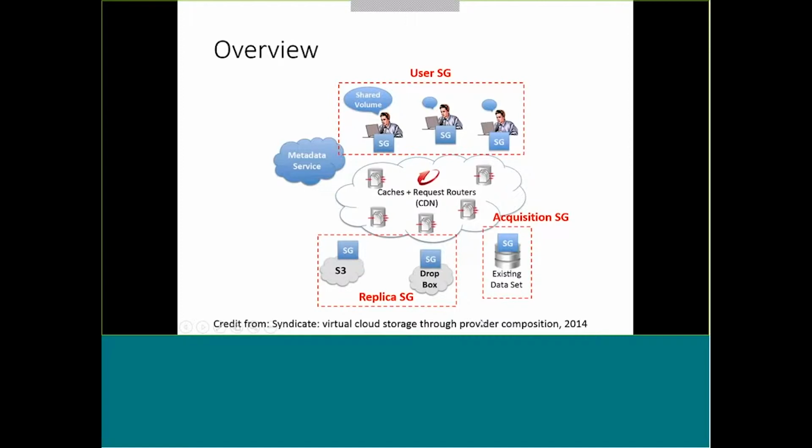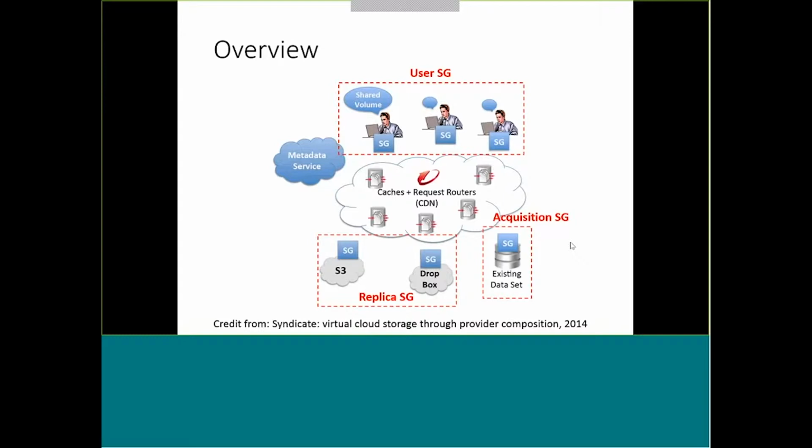And the last one is the acquisition Syndicate gateway, which provides the interface with the data provider and maps an existing dataset into a volume as a read-only directory hierarchy. So whatever your database uploads to Syndicate, the acquisition gateway will grab the data from the database and then provide read-only data to the user.